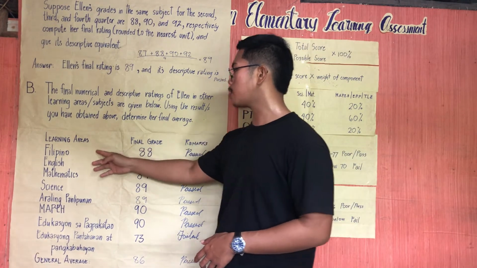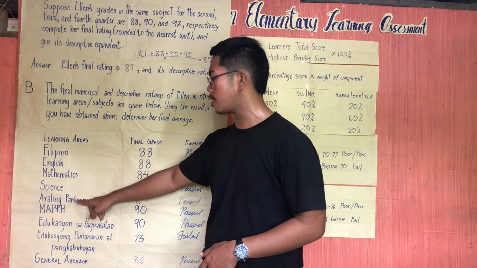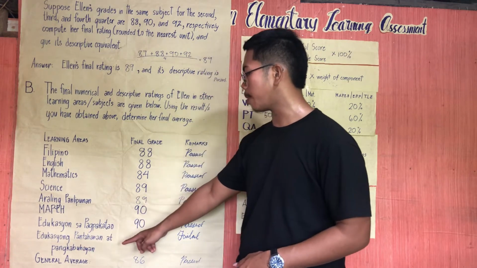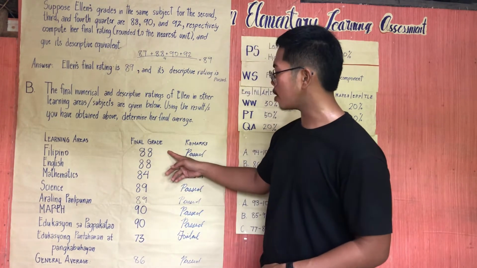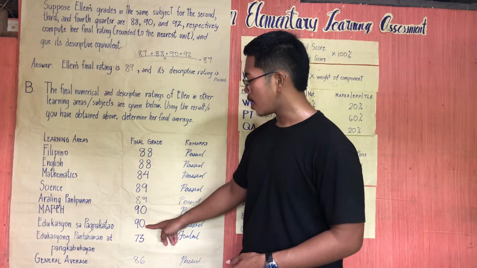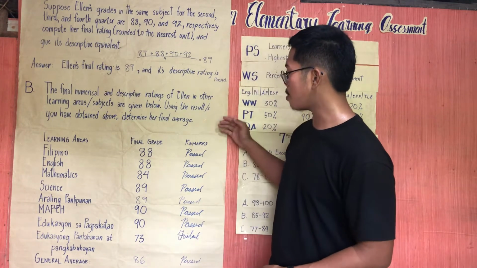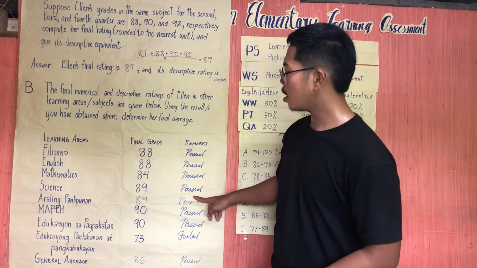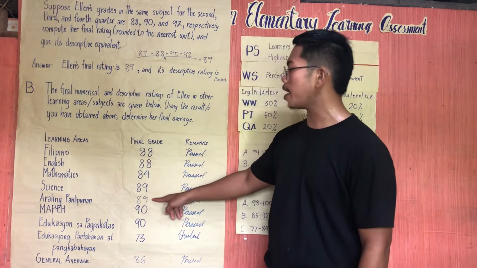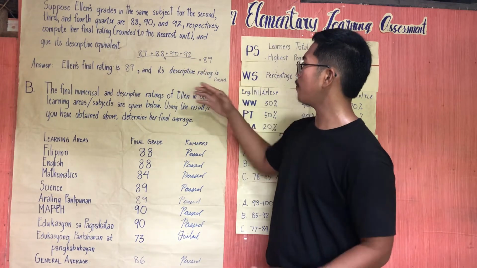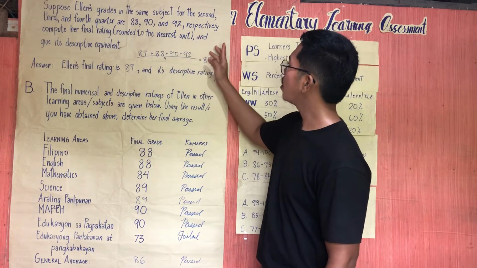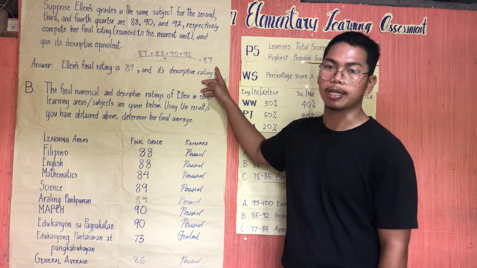So the learning areas, Filipino, English, Mathematics, Science, Araling Panlipunan, MAPE, Edukasyon sa Pagpapakatao, Edukasyon Pantahanan at Pangkabuhayan, correspond to 88, 88, 84, 89, 89, 90, 90, and 73. And these are the remarks for the corresponding grades. So, the Araling Panlipunan is 89 because the summation of the four grades divided by 4 is 89.